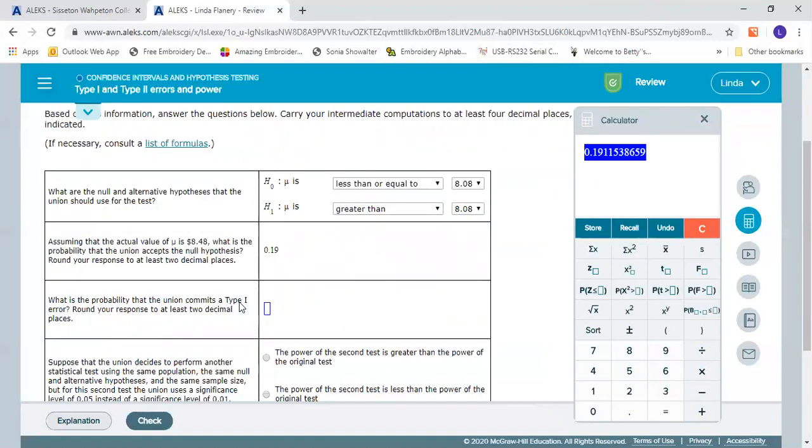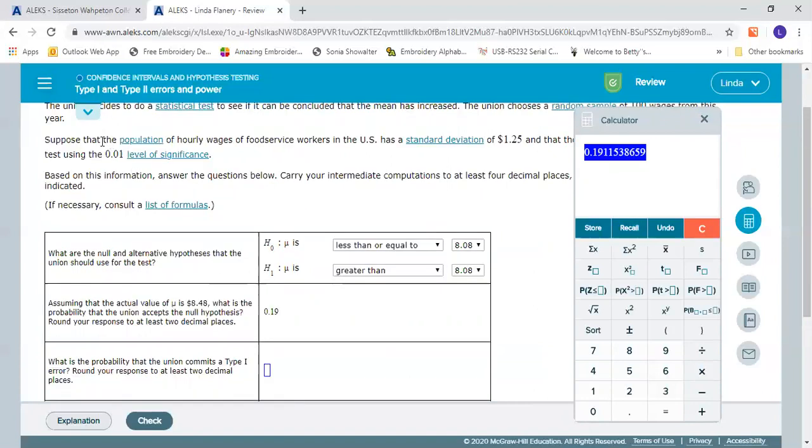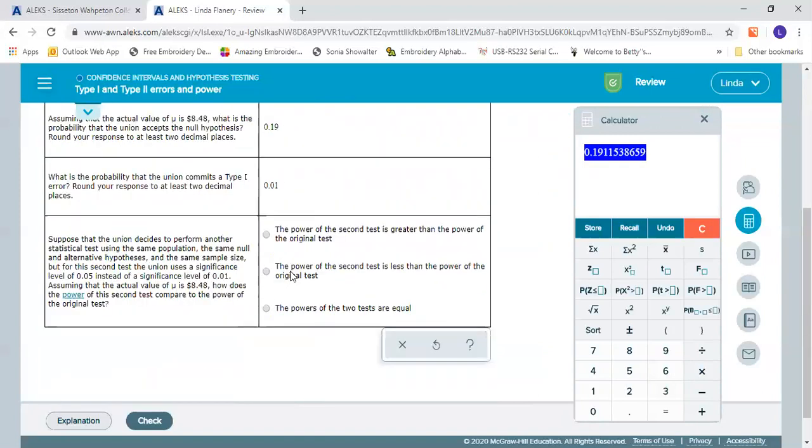Probability that we commit a type 1 error, again, that's the same as our level of significance, 0.01. And then the bottom question, suppose the union decides to perform another statistical test using the same population, the same null and alternative hypothesis, and the same sample size.